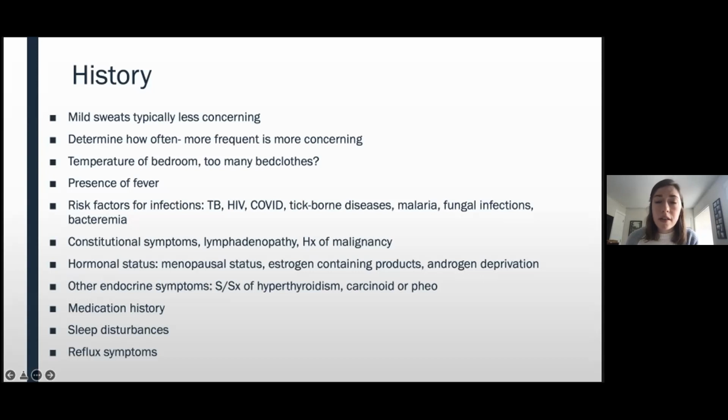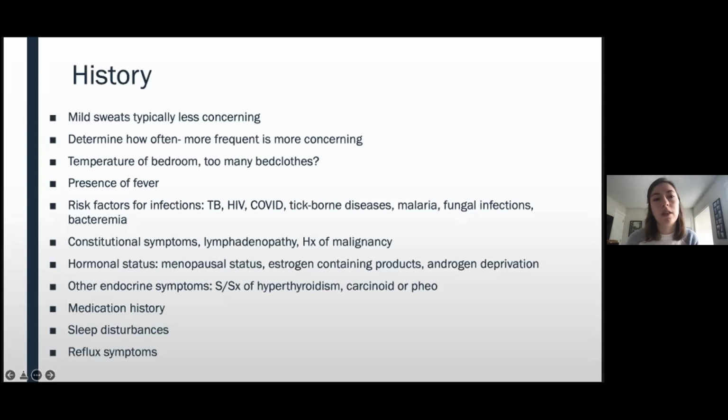You want to ask obviously about other B symptoms and constitutional symptoms, like weight loss, fatigue, pruritus, lymphadenopathy, and any personal history of malignancy as well. If they have that, that should raise your red flags. You want to ask about their hormonal status, if they could be going through menopause, if they're taking other estrogen-containing products or undergoing androgen deprivation.